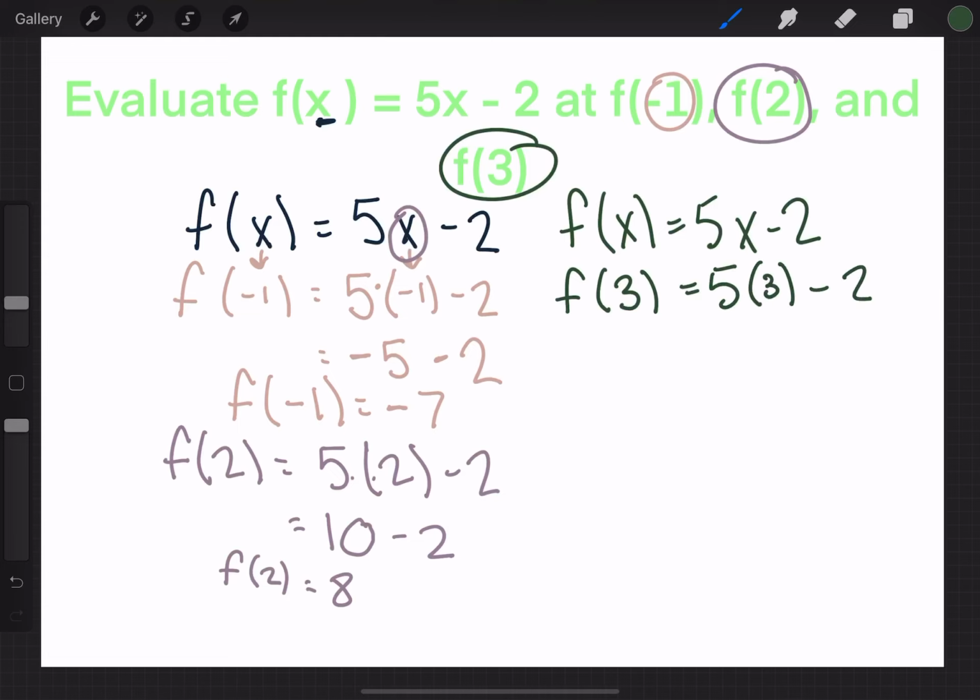Everything else stays the same. We're only changing the x's. Now we're going to bring this down. 5 times 3, 15. 15 minus 2, 13. So then we know f of 3 equals 13.